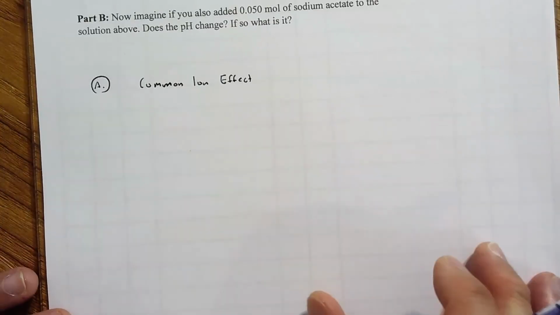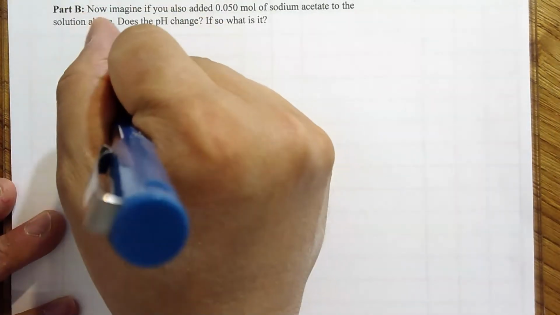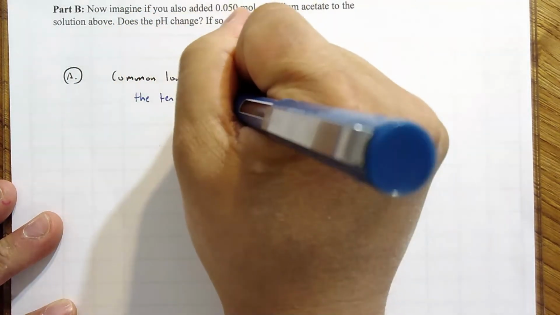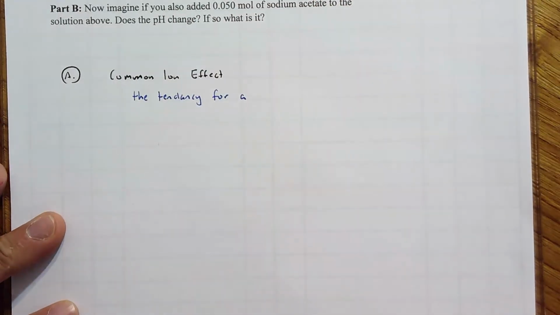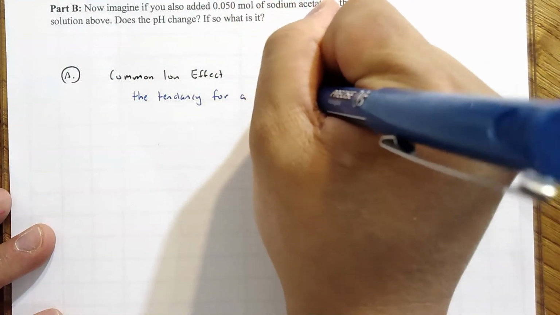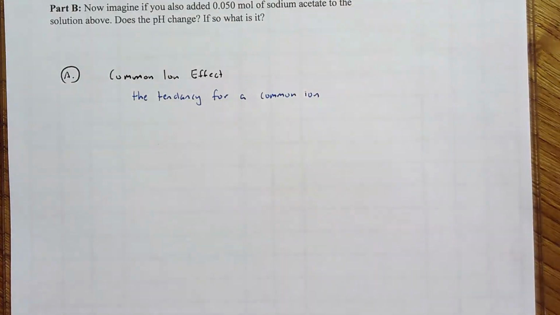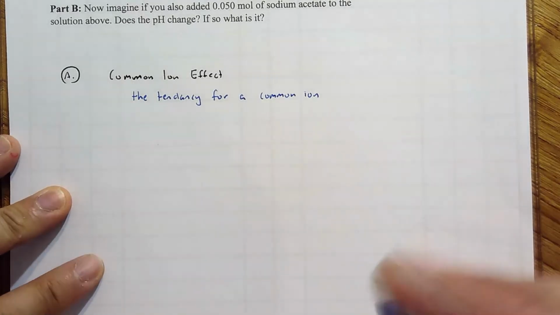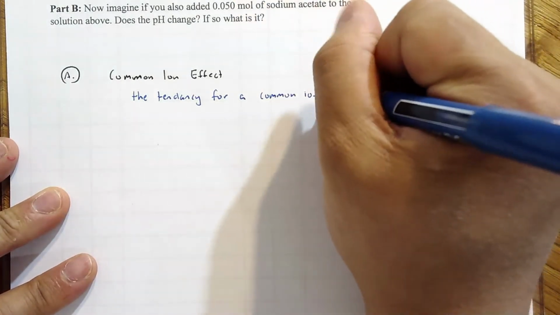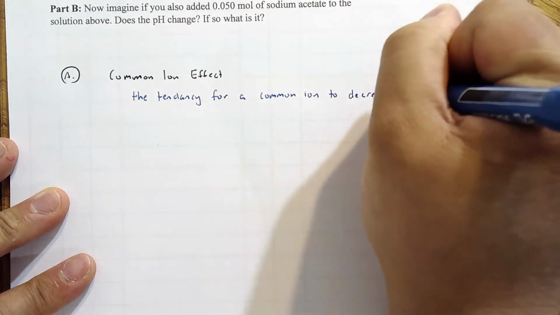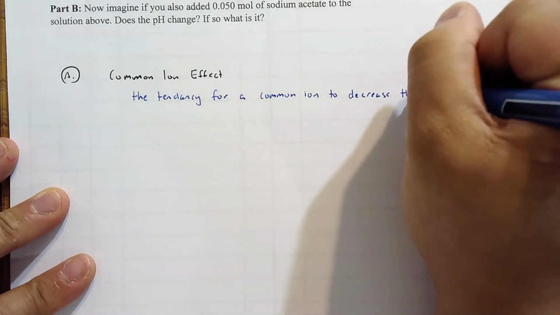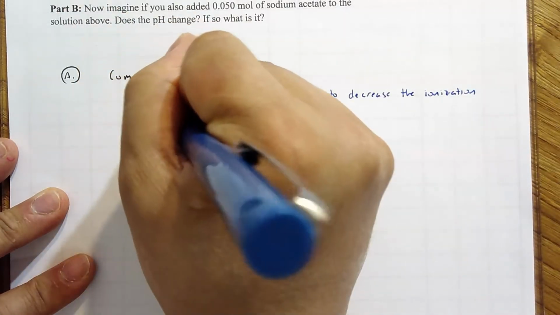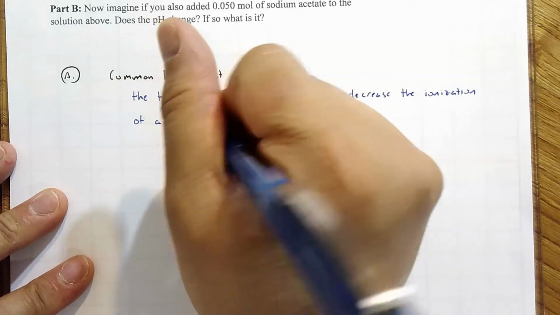Common ion effect is the tendency for a common ion, an ion that you see in more than one process, and you combine those two processes, to decrease the ionization of a weak acid or weak base.